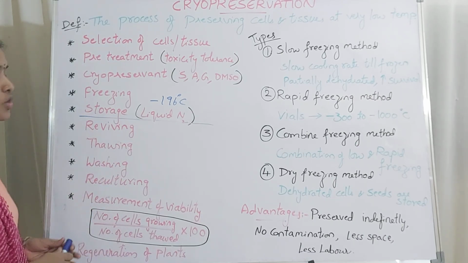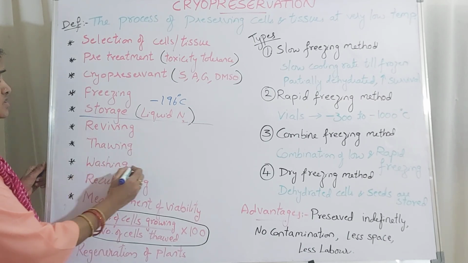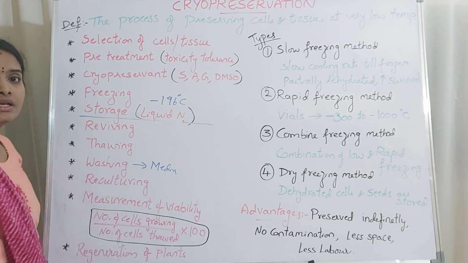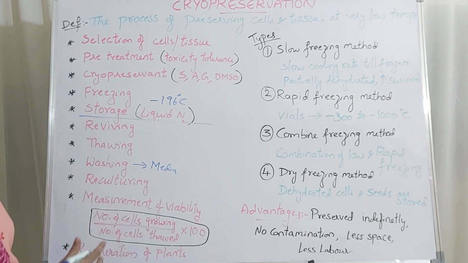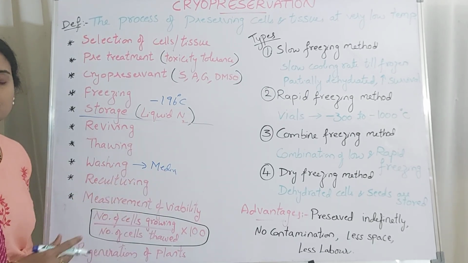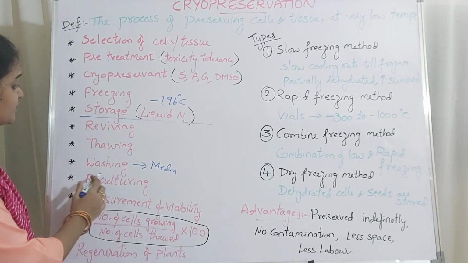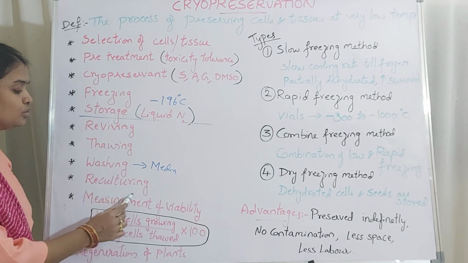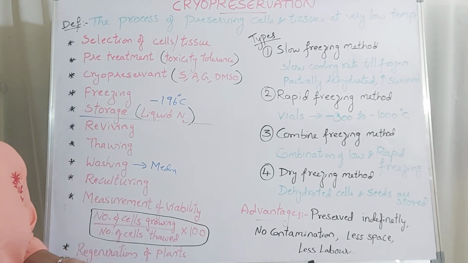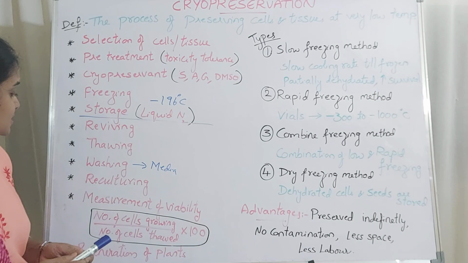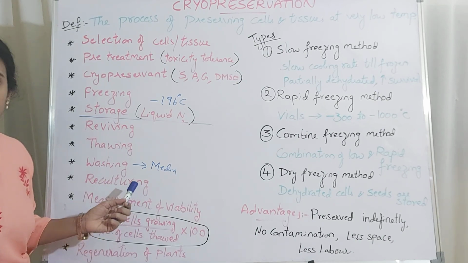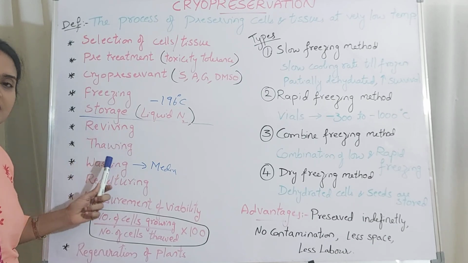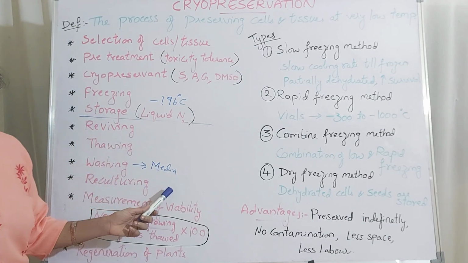So when you wash them, you are going to add new media. New tissue culture media or the growth media will be added to those vials. After that washing, you add the new media and allow them to undergo the subculturing process, or you can say reculturing. That means the frozen cells are revived and those cells are allowed to grow in new media.